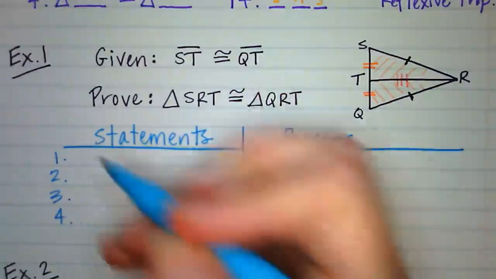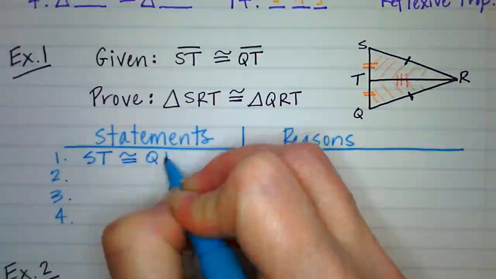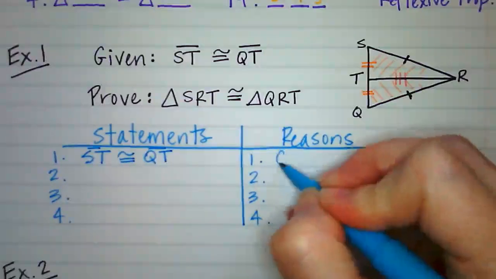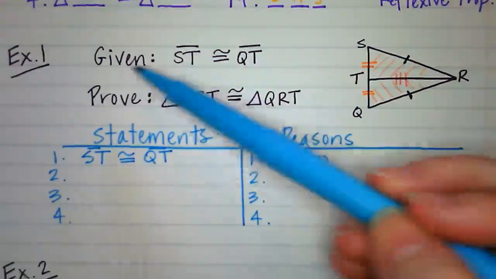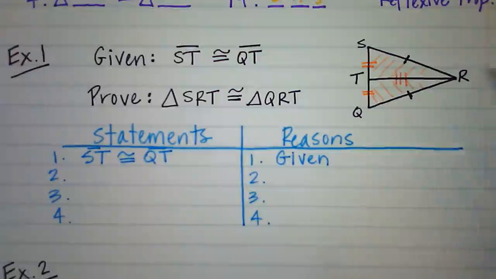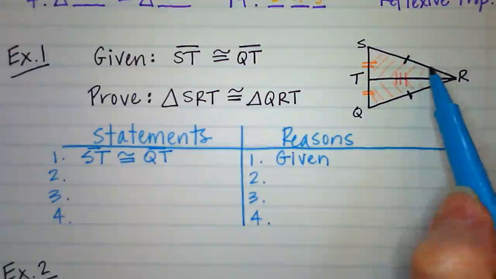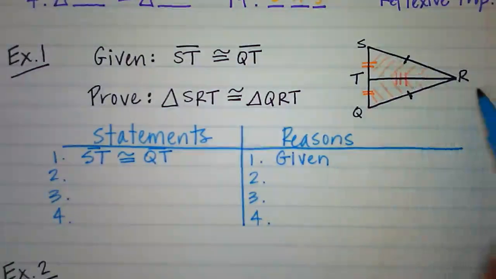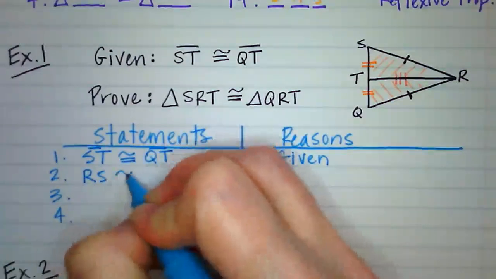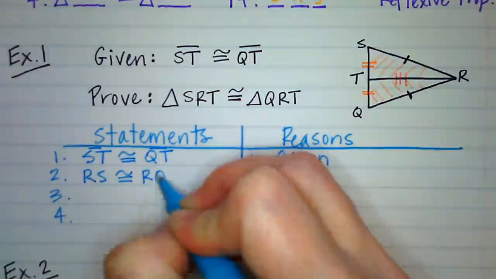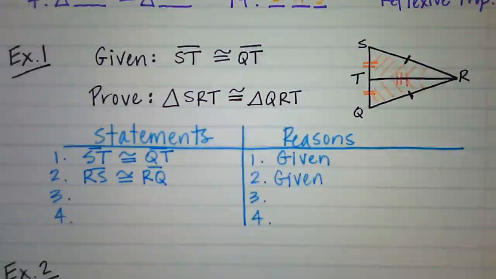First thing we're going to do is put our given information. Right here we were given that ST is congruent to QT, and the reason is that was just given information, told to us at the top in the statement. Now right here in the picture, it was marked that RS is congruent to RQ. So that's also given information. Those 2 segments are congruent.